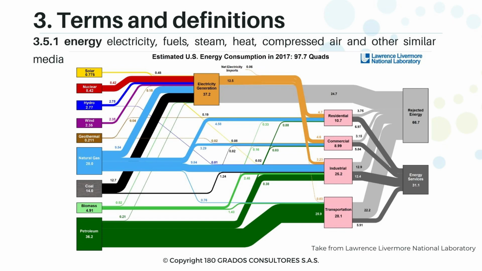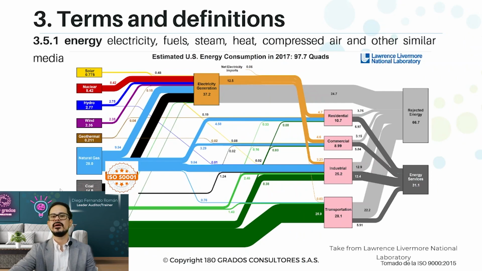Okay? These energy sources go through transformation systems and internal processes to generate a specific type of energy. For instance, we see the solar, nuclear, hydraulic, wind, and geothermal energy are primarily converted into electrical energy, represented here in the orange. Okay? Natural gas is likely converted into thermal energy used in heating and cooking. Oil, through various processes, is transformed into fuels. Okay? And all this contributes to our understanding of the concept of energy as presented by ISO 50001.